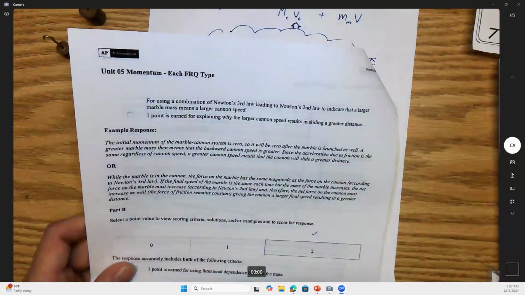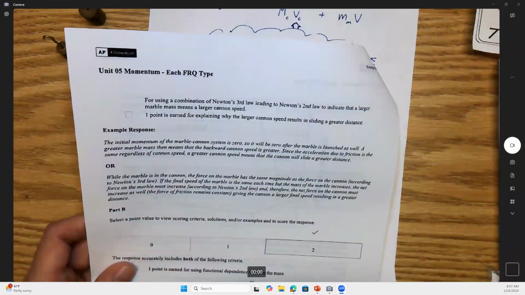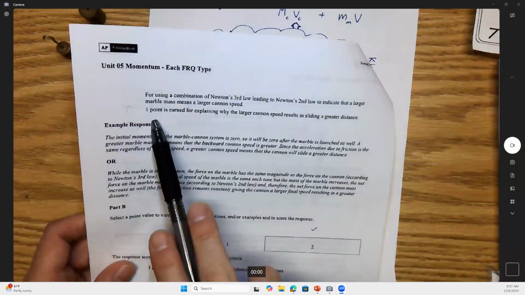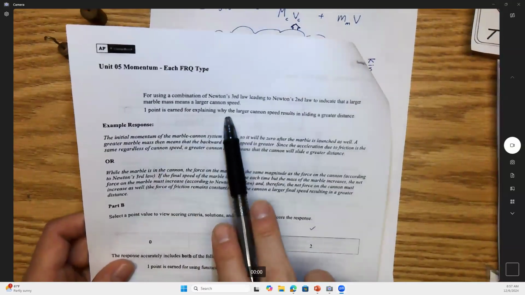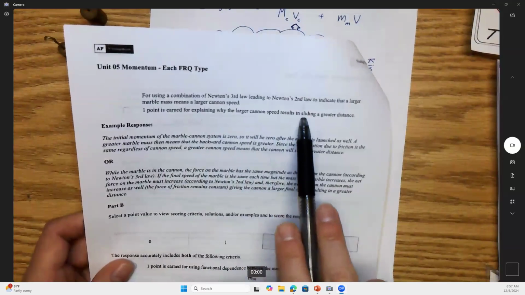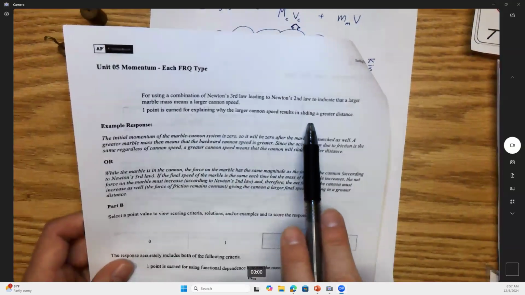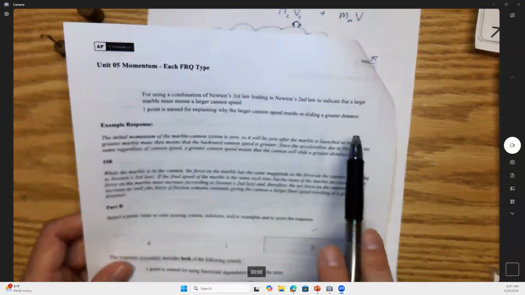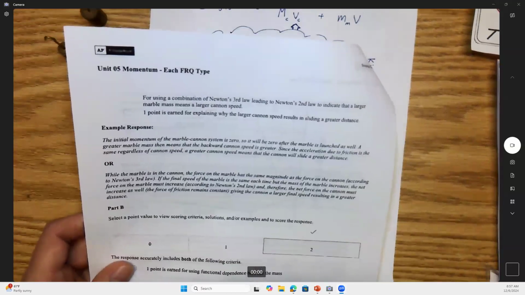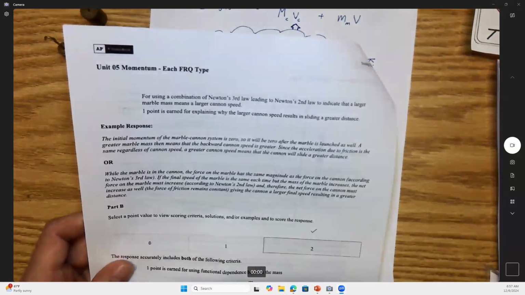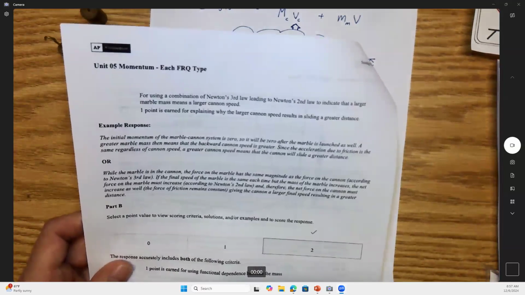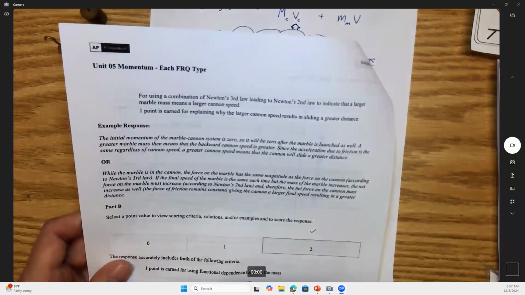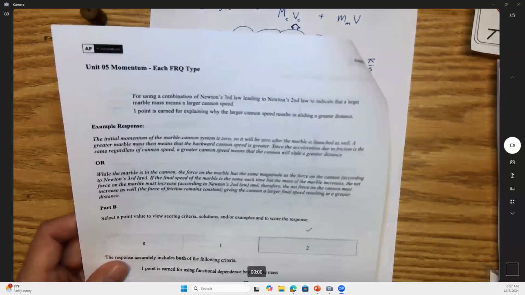You can talk about momentum or forces, right? Either momentum or forces. And the second point, for explaining why the larger cannon's speed therefore would result in sliding a greater distance. So if it's going faster as the recoil speed, then it's going to slide further. There you go. There's the two parts. All right, so you guys go with the first 2 points. So keep track on your paper, of course, how you're doing.